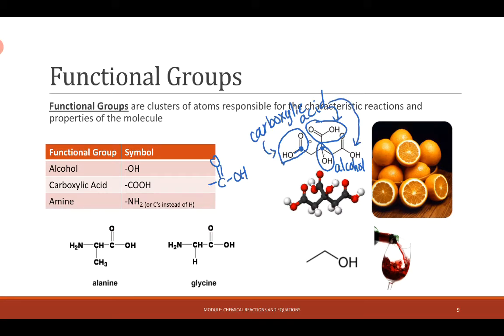This is citric acid. Citric acid is found in citrus fruit. Amino acids contain both a carboxylic acid and an amine. The amine group is on this side.